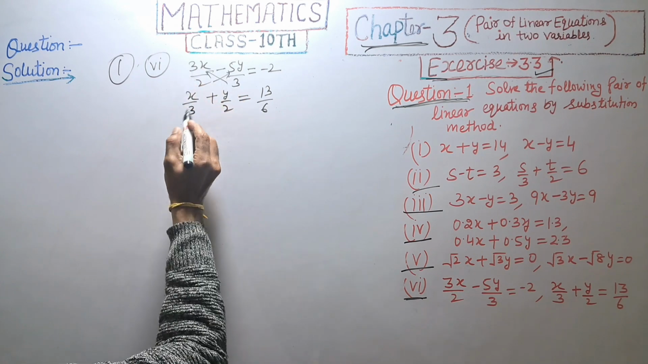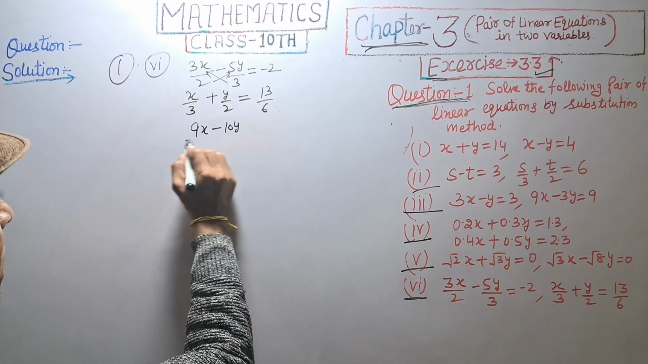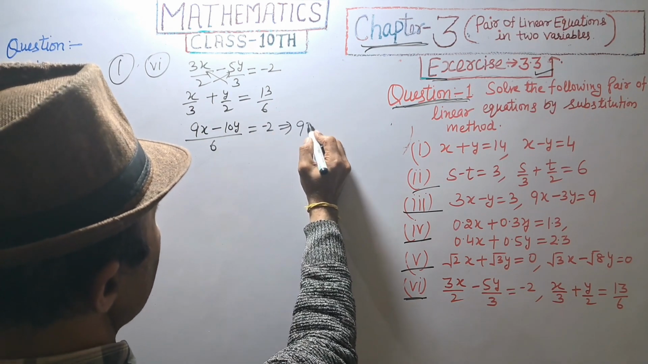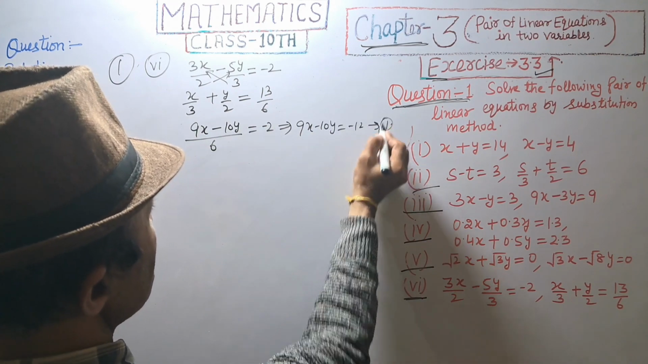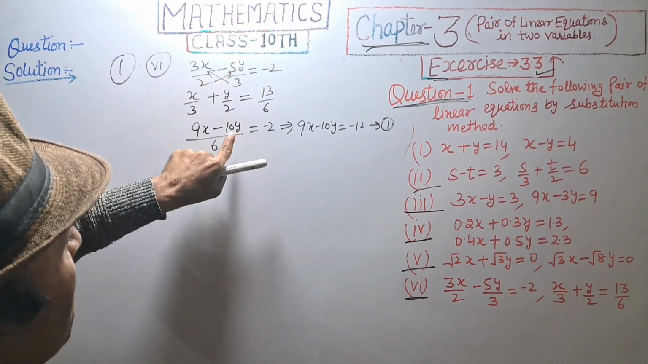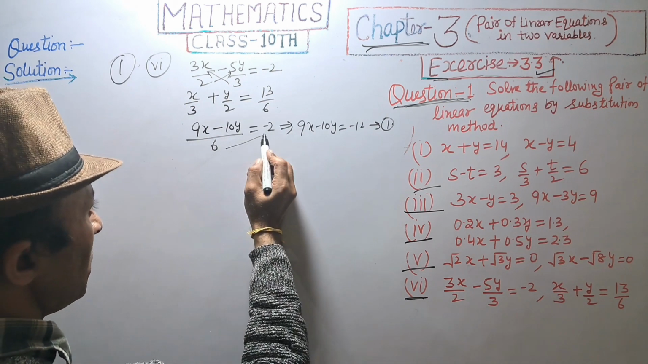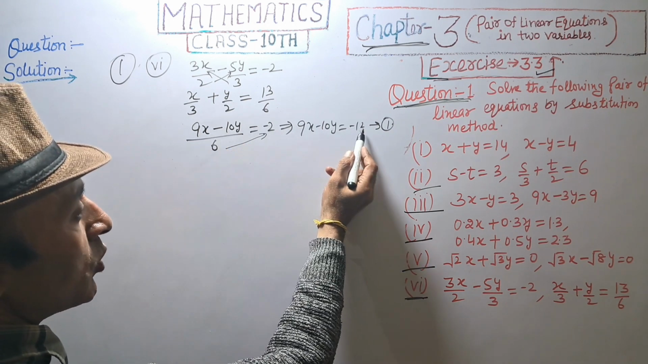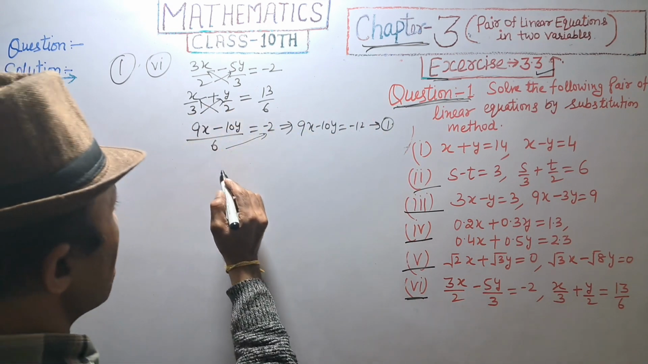Multiplying this equation by the LCM: 3 3s are 9x, minus 5 2s are 10y, divided by 3 2s are 6, equal to minus 2. This equation can be written as 9x minus 10y is equal to minus 6 2s are 12. This is equation number first. 6 is directly multiplied by minus 2, that will be minus 12: 9x minus 10y equals minus 12, equation number first.